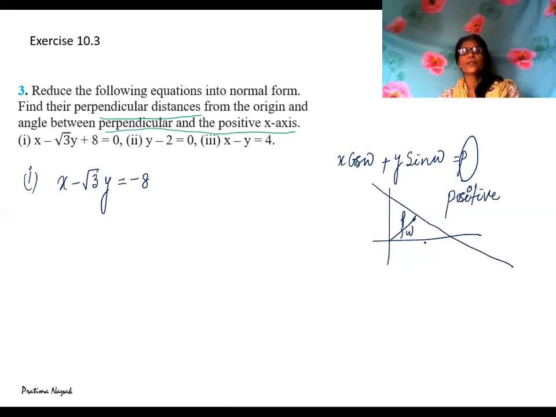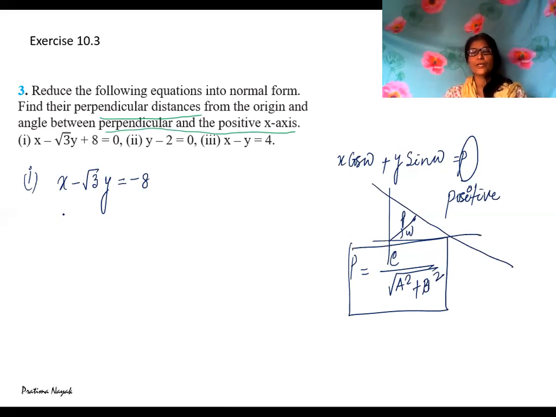And what is p? P is equal to c by under root a square plus b square. You can remember it as a formula. In this particular equation, what is a? A is 1. What is b? B is minus root 3. So what will be p? P will be minus 8 by 2. Okay, I told you first it will be positive.